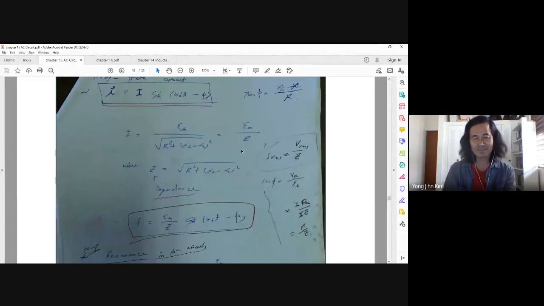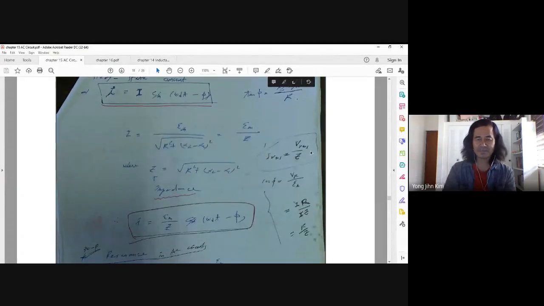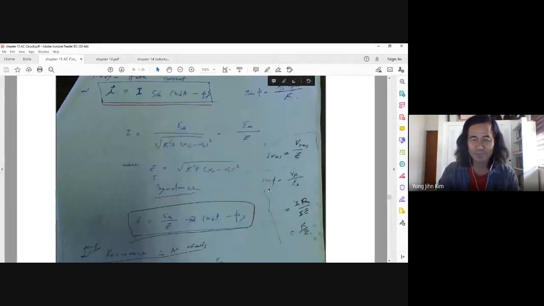Let me look at the average value. You remember for AC, a simple average gives zero. So we use the RMS value, root mean square. The RMS value of current is the amplitude divided by the square root of 2. So the RMS value of current is the RMS value of voltage divided by impedance. And then we can calculate cosine phi.